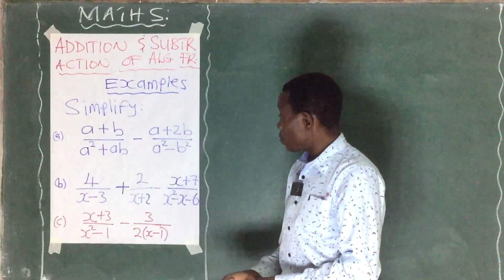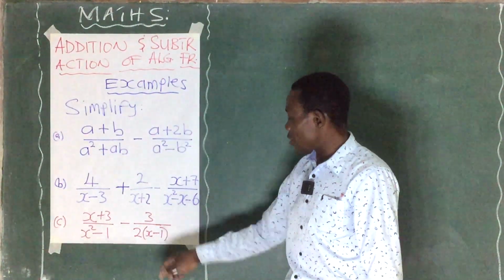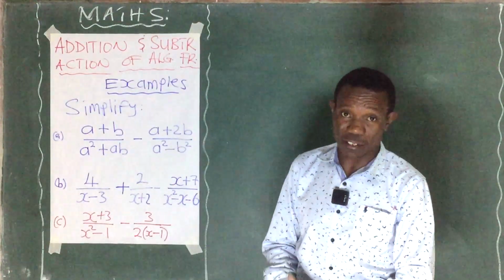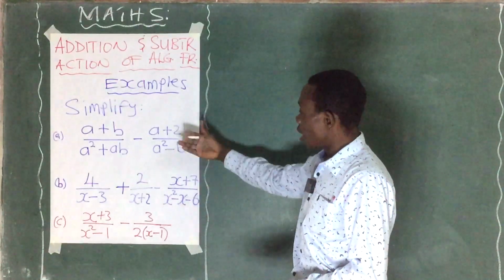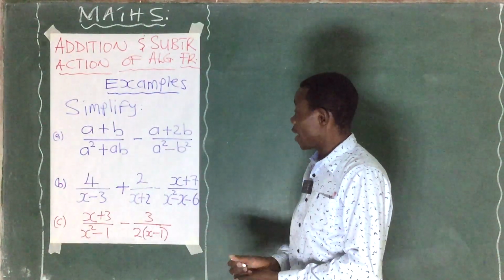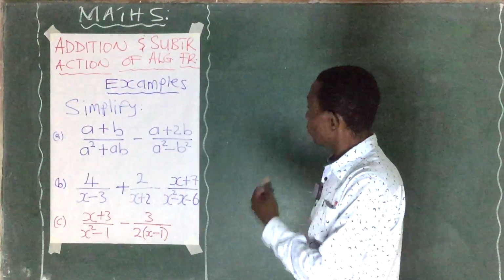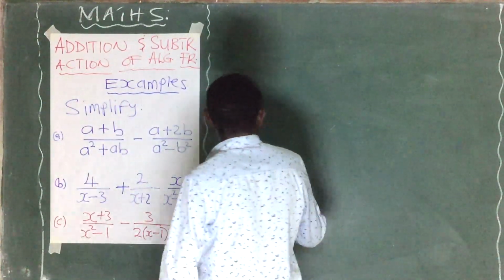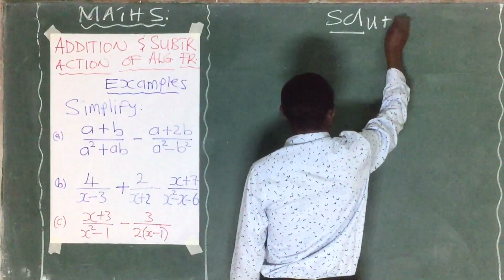I've got 3 examples on the board, but the last one, example C, will be left for you as an exercise. So please, as usual, let us be together and follow the tactics on how we simplify algebraic fractions as such. Right, example A. Solution.